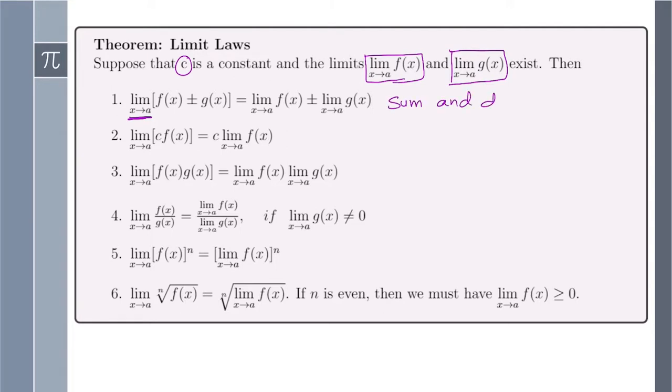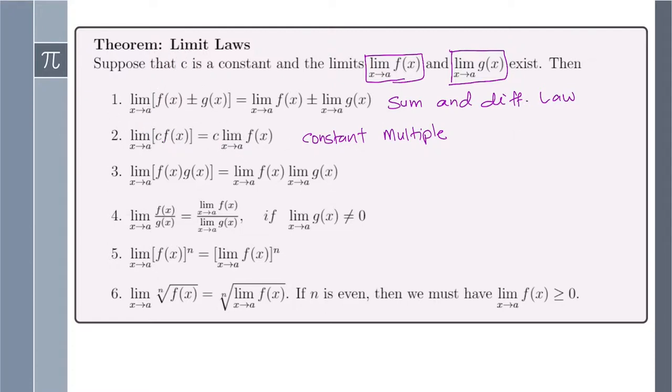Then we have another law which says that the limit of the product of a constant and a function. So if we have a constant in front of the function and we are evaluating the limit, it is okay to factor that constant out and then evaluate the limit and then multiply. So this law is called the constant multiple law. So we are multiplying by a constant. So if we have a constant, then it's okay to factor it out, evaluate the limit, and then put it back.